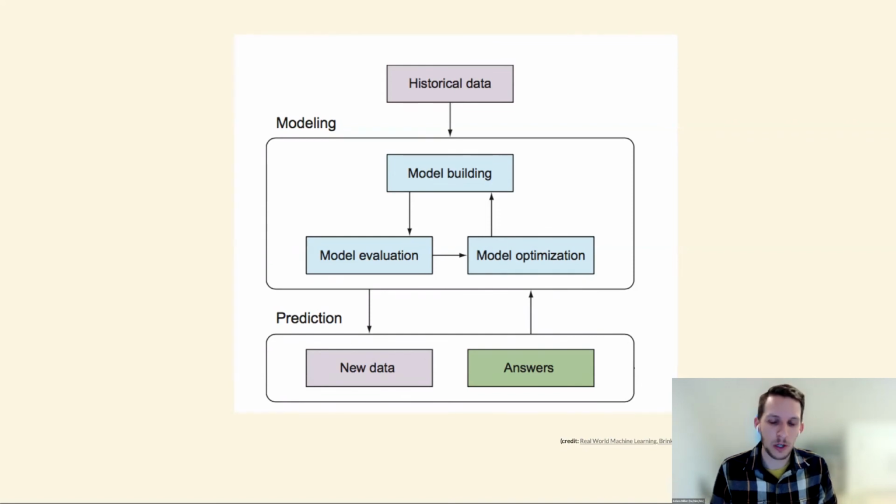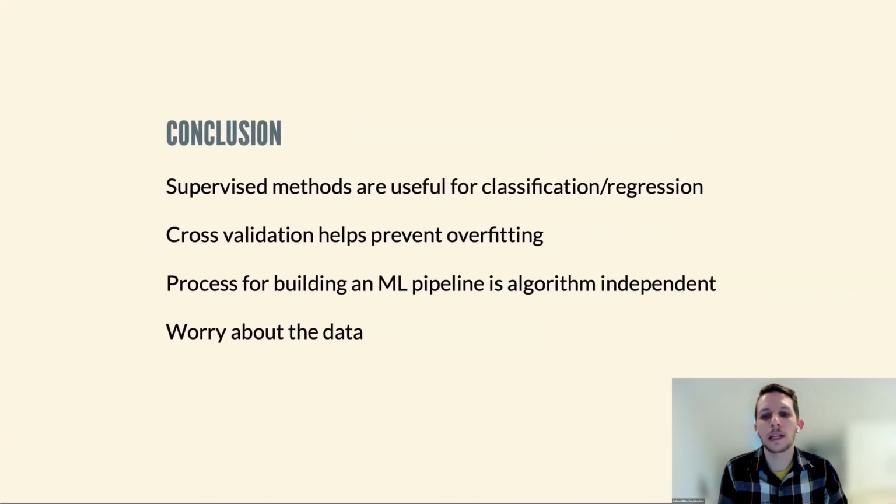Notice, again, in this last portion of the talk, I did not once say, this is the algorithm, right? This process, if you're doing machine learning, even if you're doing deep learning, is the same, right? Okay, so in conclusion, supervised methods are very useful for classification and regression problems. Cross-validation, as you're tuning up or choosing your algorithm for the model, really is important in terms of preventing overfitting. It doesn't matter what algorithm you want to use, the process for building a machine learning pipeline is exactly what I laid out in the second half of this lecture.